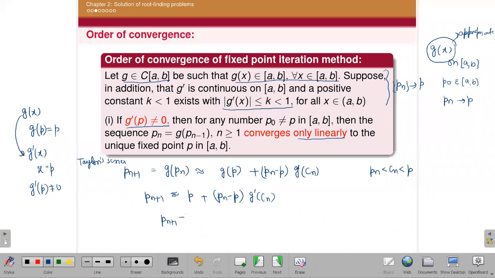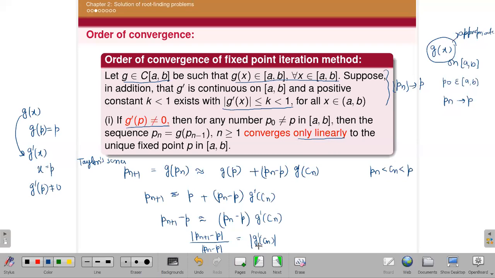So this is Pn plus 1. If I take approximately, g of p is equal to p only, plus Pn minus p into g dash at Cn. So this will be Pn plus 1 minus p equal to Pn minus p times g dash at Cn. Take mod both sides, then you will get mod Pn plus 1 minus p divided by mod Pn minus p, which was the definition of the order of convergence, equal to mod g dash at Cn. Now taking the limit on both sides, if this is lambda, which is less than 1, then you will say this sequence is linearly convergent.